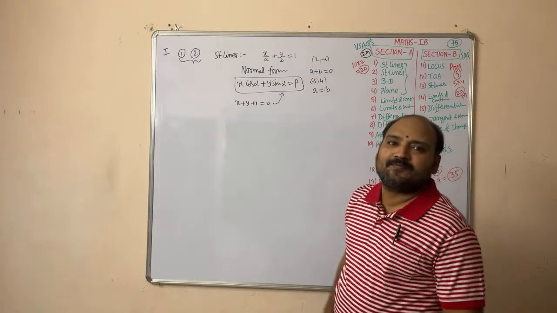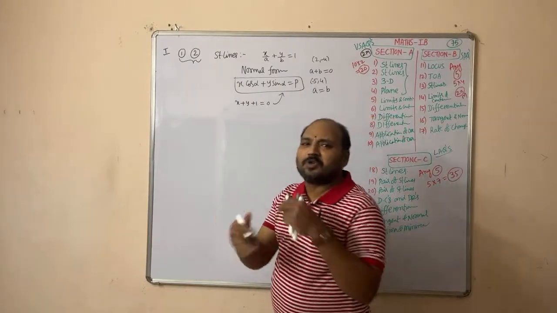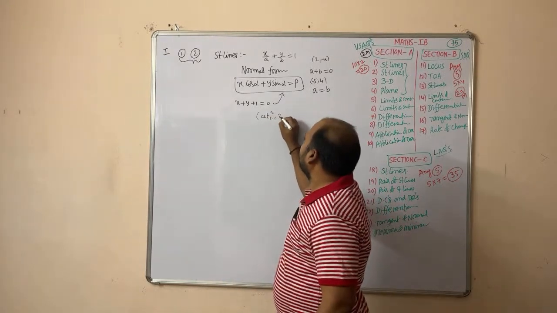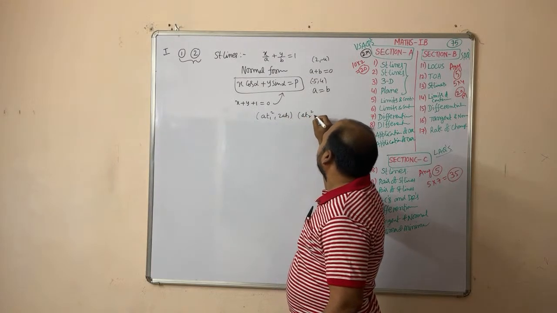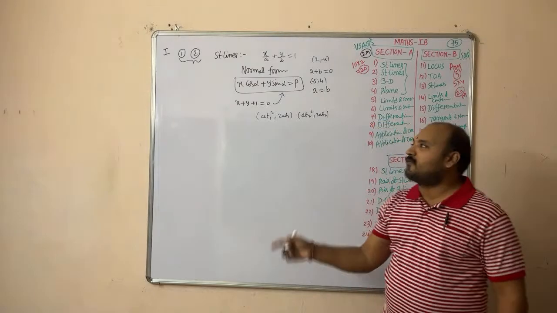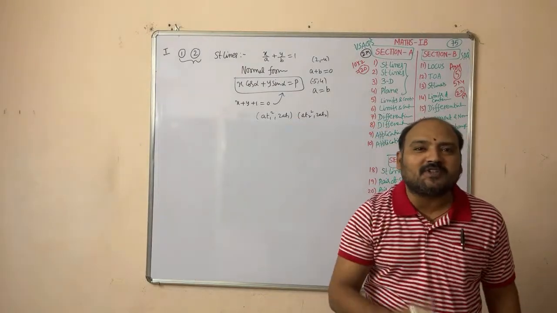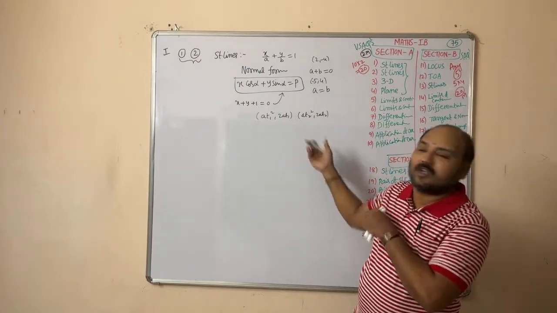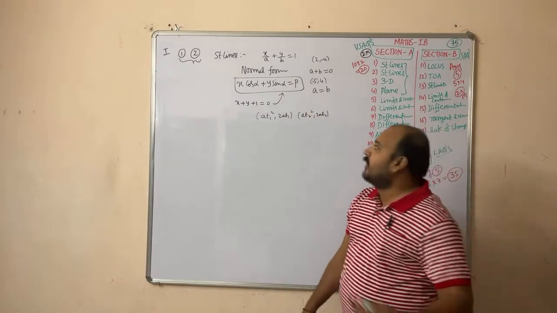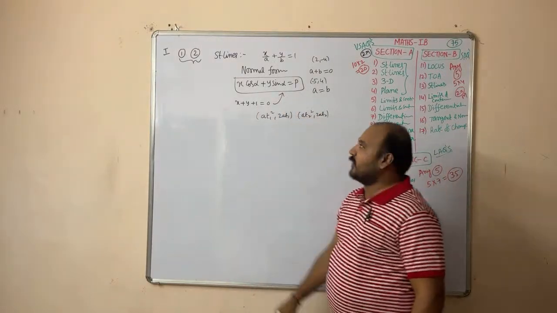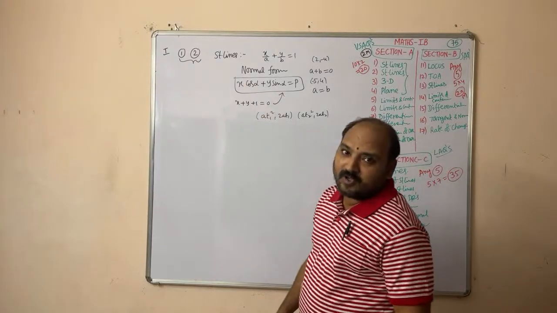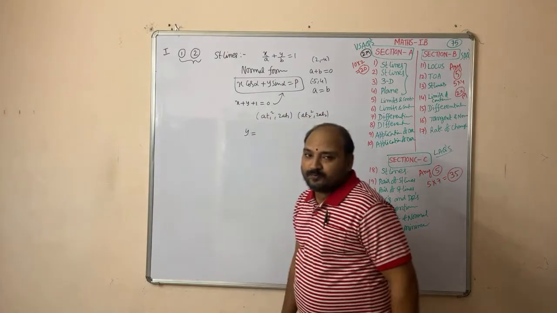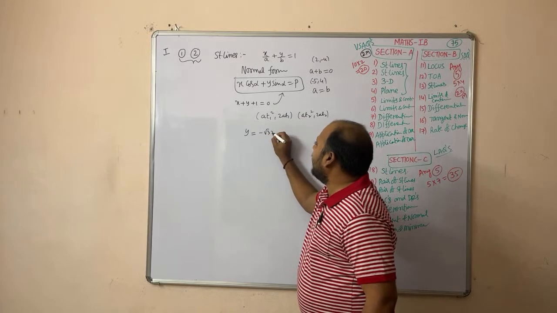Okay, dear students? After that, if they want to ask a simple question: find the equation of line passing through a t1 square comma 2 a t1 and a t2 square comma 2 a t2. Find the equation of line passing through 2 points. The two point form of the straight line: y minus y1 equal to y2 minus y1 by x2 minus x1 into x minus x1. Like this are the possibilities. Next, after the normal form, the possibility is they will give one line y is equal to minus root 3 x plus 4.